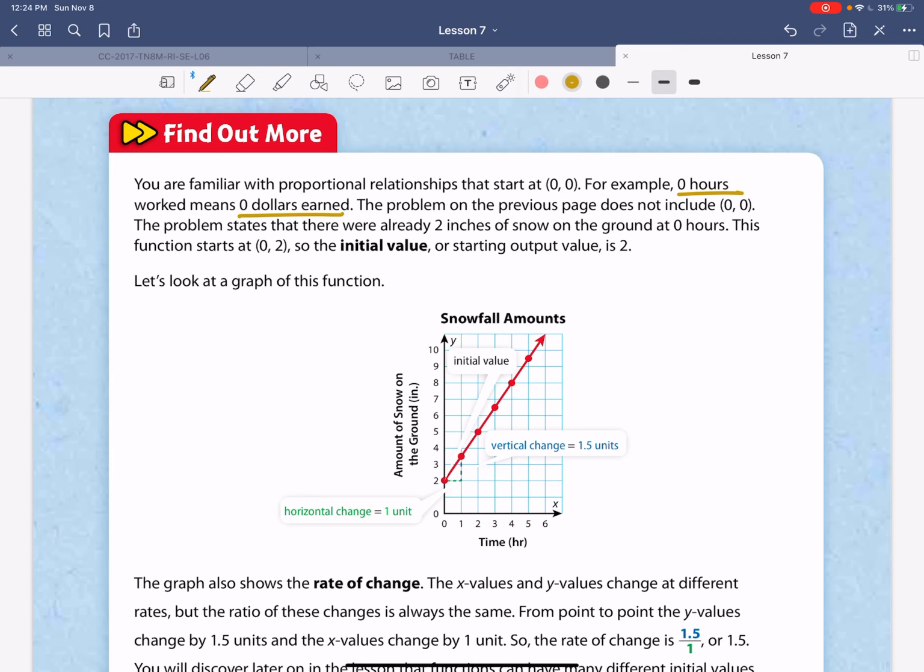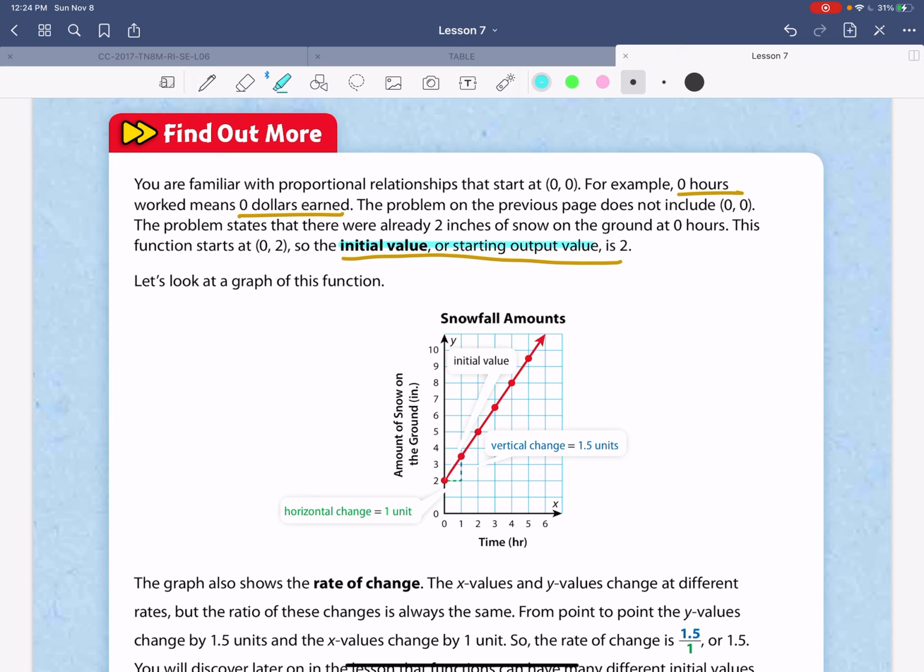The problem on the previous page does not include 0, 0. The problem states that there are already 2 inches of snow on the ground at 0 hours. This function starts at 0, 2, so the initial value or starting output value is 2. Okay, that's one of our new vocabulary words for this lesson, initial value, which is our starting output value.